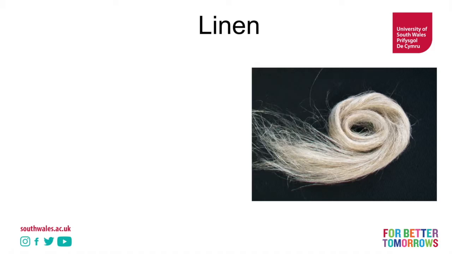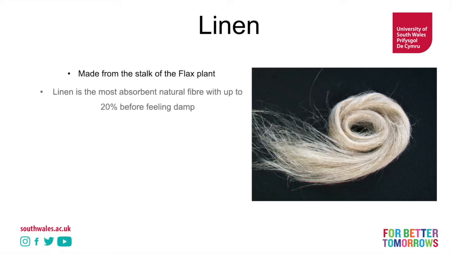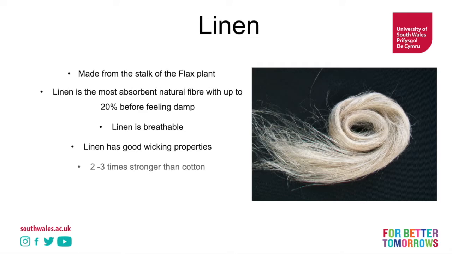Now, similar to cotton, we have linen. Now, linen is made from the stalk of the flax plant, and you can see that it's a much longer fibre. It's very absorbent and will take up to 20% of its weight before feeling damp. So this means that linen is great for things like tea towels. It's very, very breathable, which makes it perfect for hot climates, and has very good wicking properties. Again, it has been used literally as wicks for candles for many years.